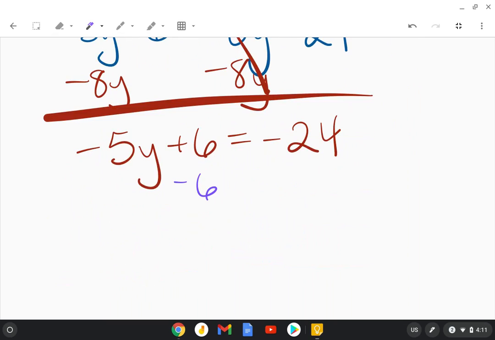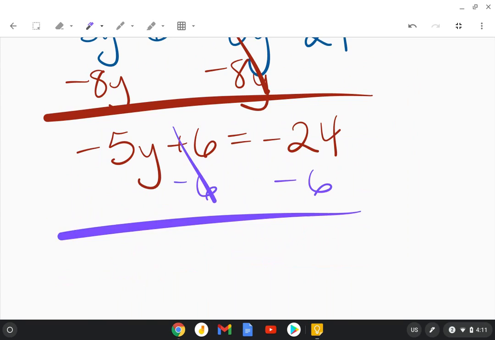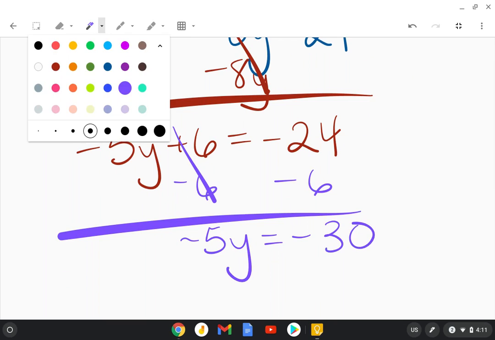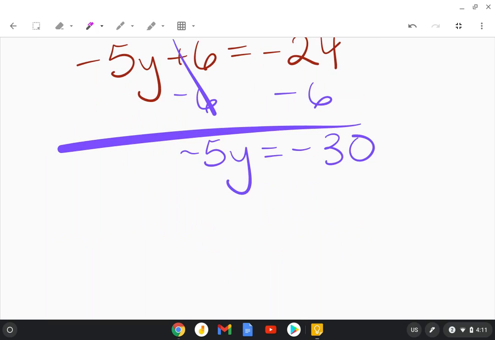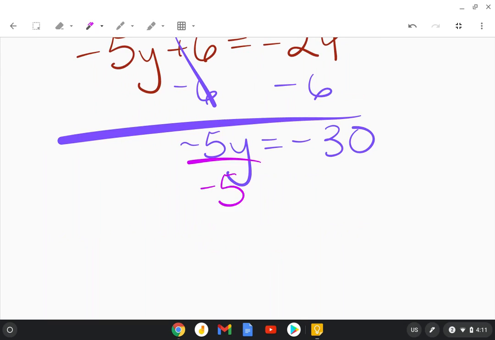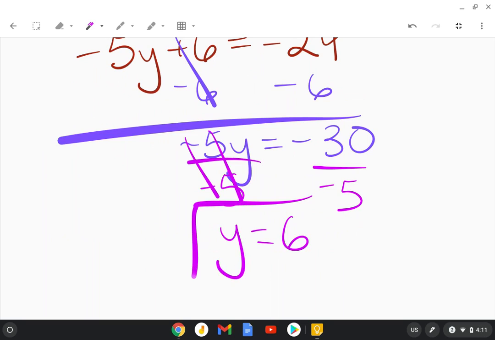I'm going to subtract 6 from both sides. Negative 5y equals negative 30. And then my last step is going to be divide by negative 5. Cancels out, y equals 6. You need to use your calculator for negative 30 divided by negative 5. If you'll go right ahead. But I want you to see that's going to be cross multiplication.